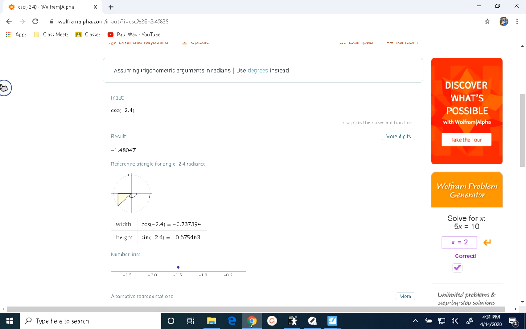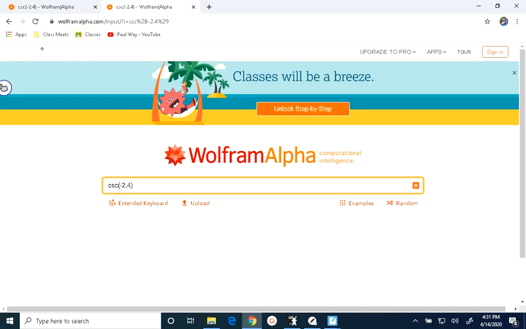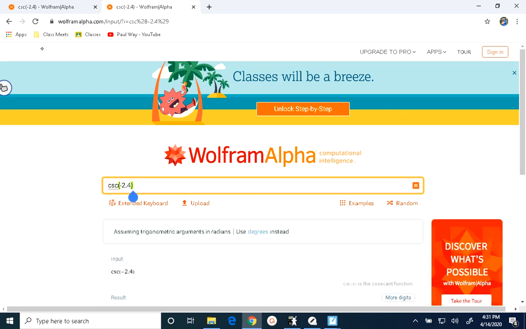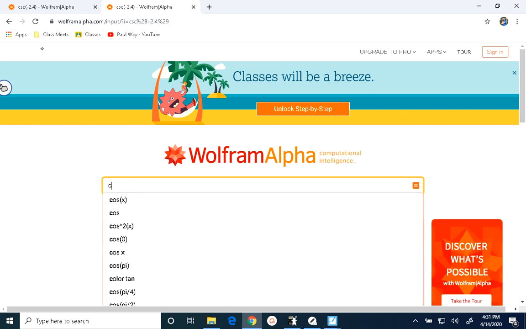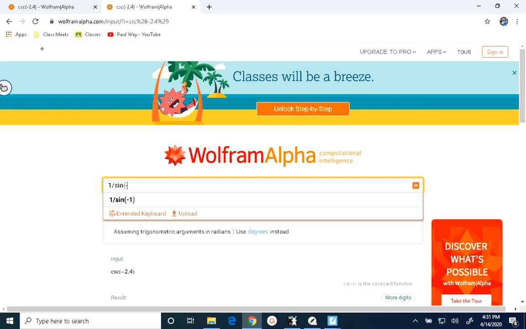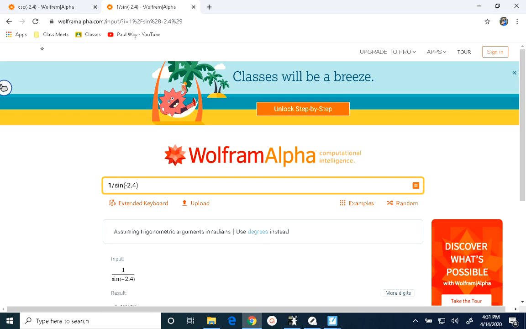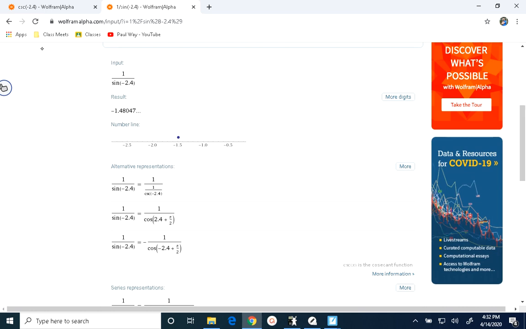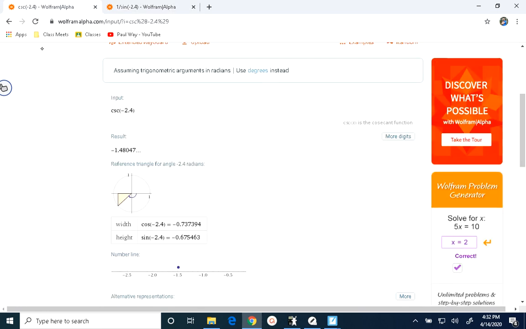Now, cosecant is the reciprocal of sine. So if I were to find 1 divided by the sine of negative 2.4, I should get the same thing. 1 divided by the sine of, I had negative 2.4 radians. So let's find out what Wolfram can tell me about the reciprocal of the sine of negative 2.4. It gives me the same number. The result is negative 1.48047, which is the same as the cosecant of negative 2.4, negative 1.48047.